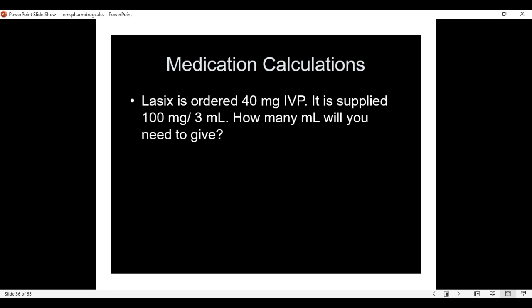Okay, did you get 1.2, right? So 100 milligrams divided by 3 mLs, that's going to be 33 roughly. 40 divided by 33 is roughly 1.2 mLs.